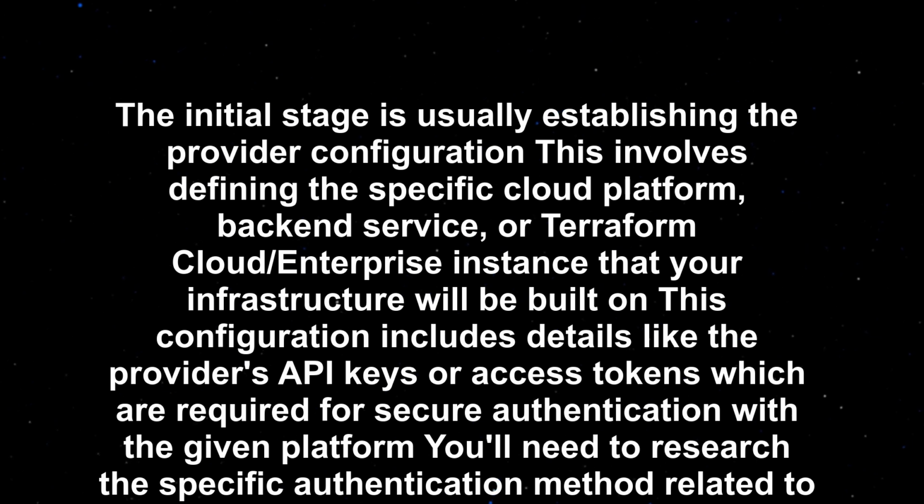This involves defining the specific cloud platform, backend service, or Terraform Cloud Enterprise instance that your infrastructure will be built on. This configuration includes details like the provider's API keys or access tokens, which are required for secure authentication with the given platform. You'll need to research the specific authentication method related to your chosen service.